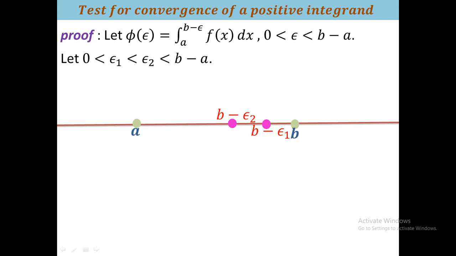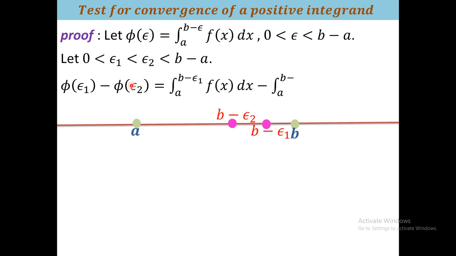Now we show that phi of epsilon 1 minus phi of epsilon 2 equals the integration from a to b minus epsilon 1 of f(x) dx minus phi of epsilon 2, that is, the integration from a to b minus epsilon 2 of f(x) dx. You see that the integration from a to b minus epsilon 1 means from here to here, and the integration from a to b minus epsilon 2 means from here to here. So clearly the integration of f from a to b minus epsilon 1 is larger, because here the integrand is positive, and integration is nothing but addition or sum. If you add some quantity from a to b minus epsilon, all the quantities are non-negative.